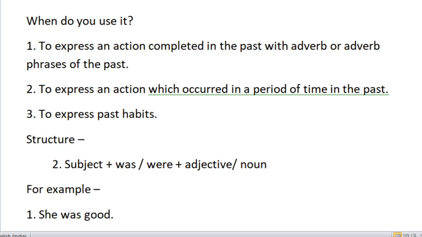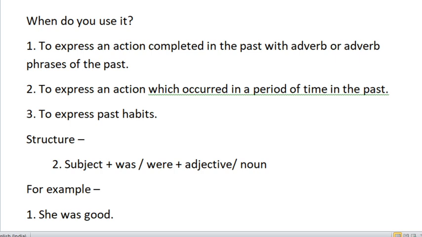Now the question comes, when do we use it? आपण कुठे वापरू शकतो तो? So the first use is what? To express an action completed in the past with an adverb or adverb phrase of past time.